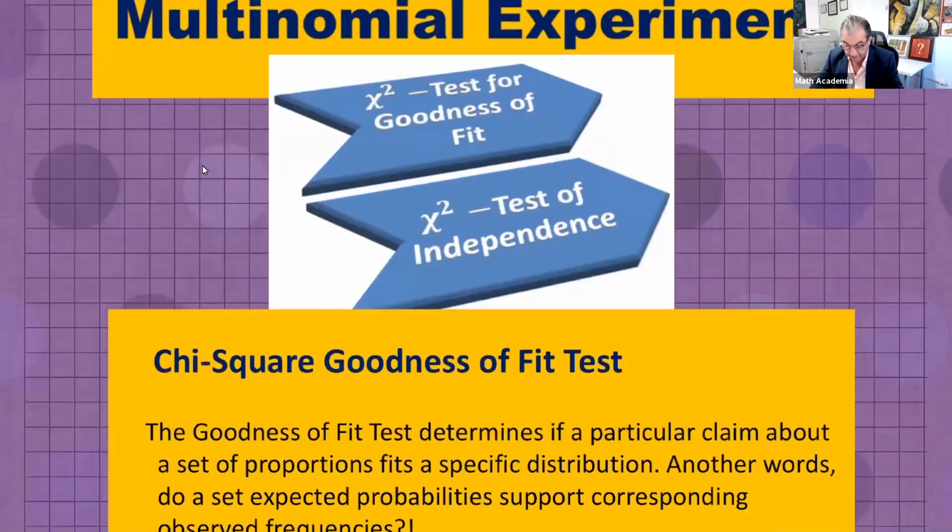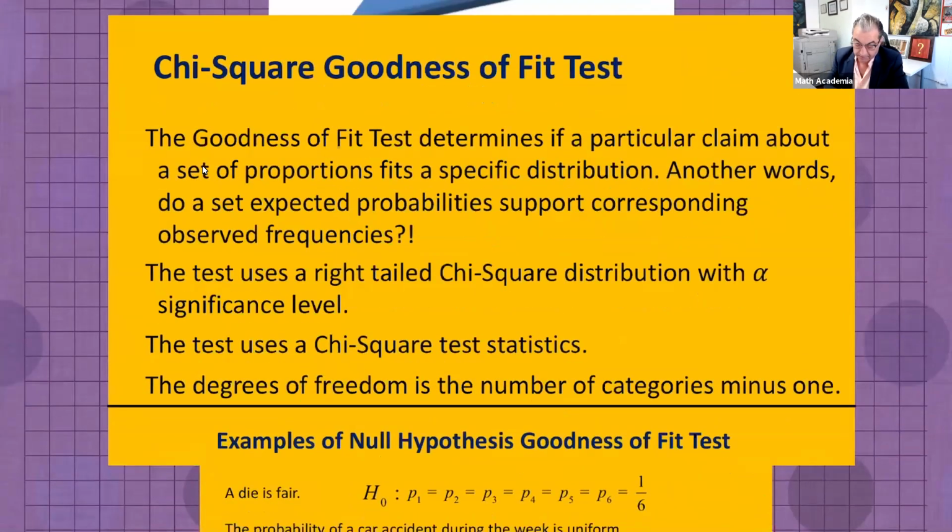So let's see what that is first. Chi-square goodness of fit test. The goodness of fit test determines if a particular claim about a set of proportions fits a specific distribution. In other words, a set of expected probabilities supports corresponding observed frequencies. Now we'll see what this is with a couple of examples, and you'll see it's not that hard.